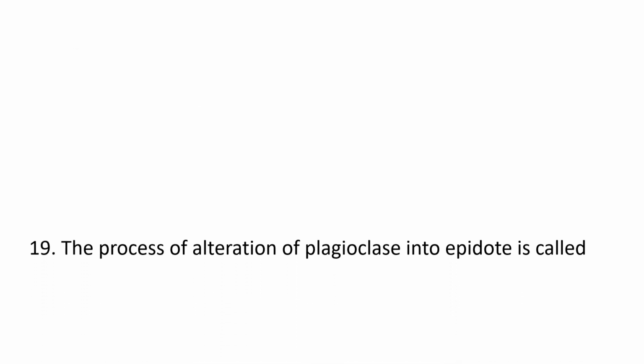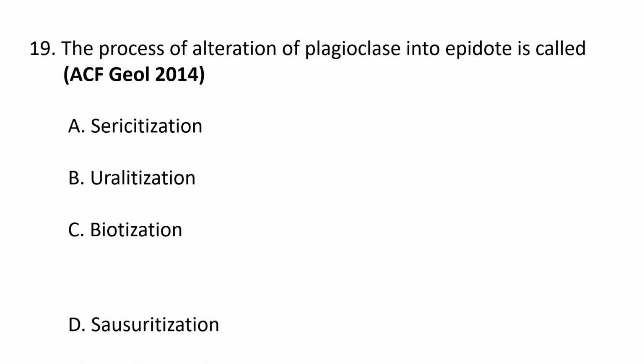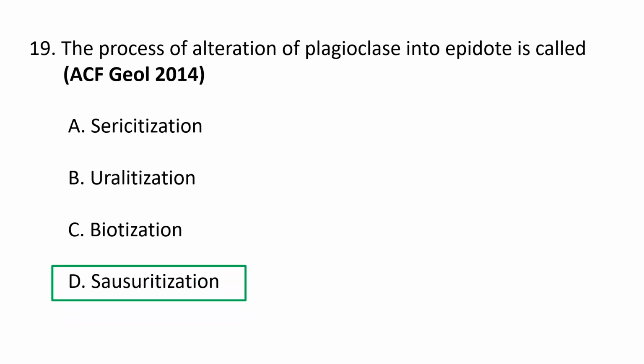Next question. The process of alteration of plagioclase into epidote is called: A. Sericitization, B. Uralitization, C. Biotization, and D. Saussuritization. Saussuritization is a process where the plagioclase alters to epidote. So D is the correct option. Saussuritization is the correct option.